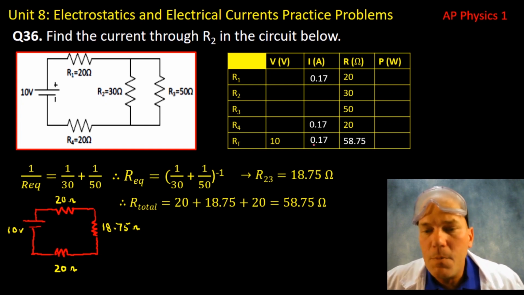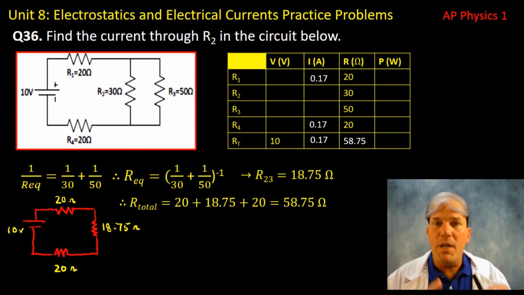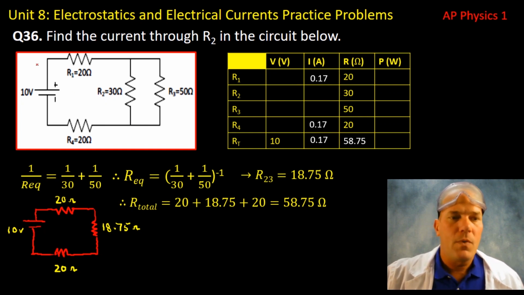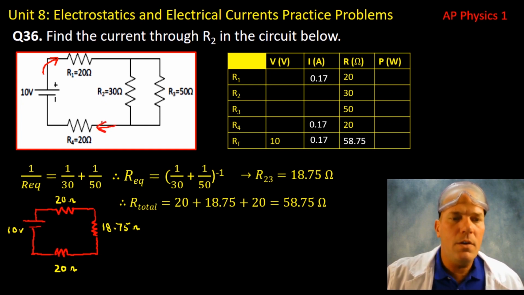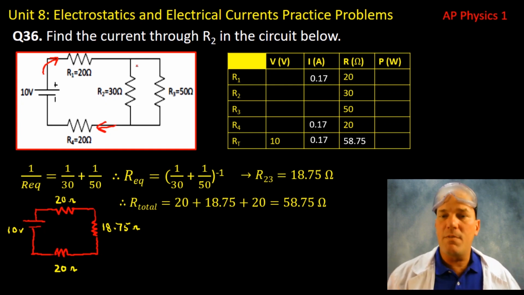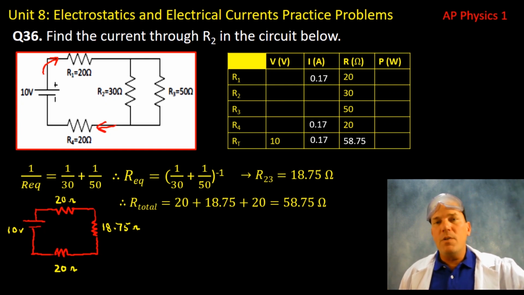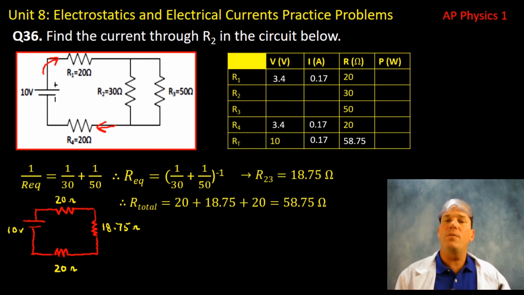Once you get 0.17 here, then you need to pause and say, wait a minute, I have 2 resistors in series. All the current will go through there. All of the current is going through here, and all of the current is going through there. So I'm going to go ahead and fill those portions of the VERP table out as well. Resistors 1 and 4 will have 0.17 amps going through them.